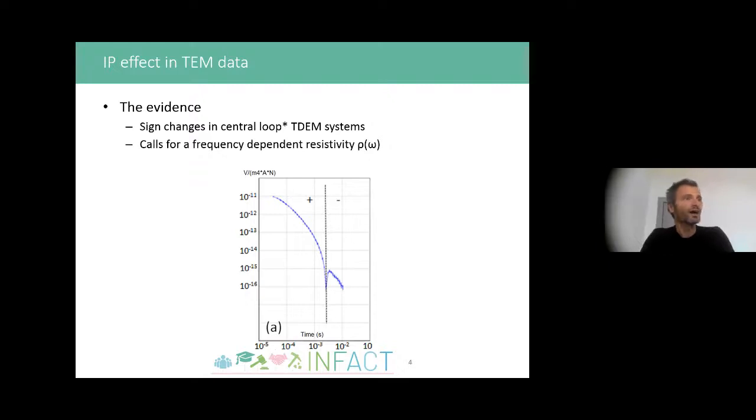So the evidence is that when you have a central loop EM system and you see something like this that changes sign in the lag time, this is a log scale, so you see positive, but in reality it's the absolute value of the log of the voltages, so it actually wraps up the negative. When you see something like that, a sign change, you need to call upon a frequency-dependent resistivity to explain it.